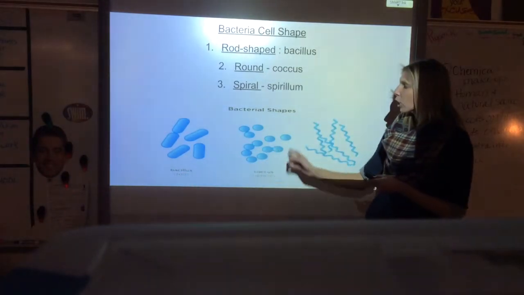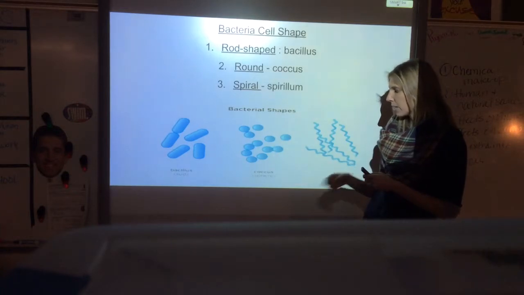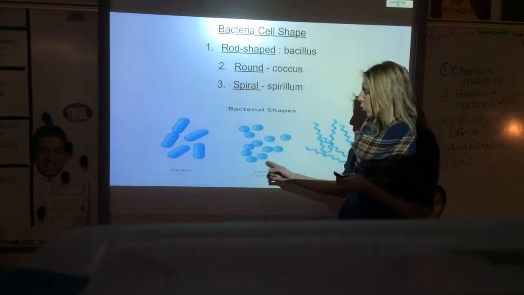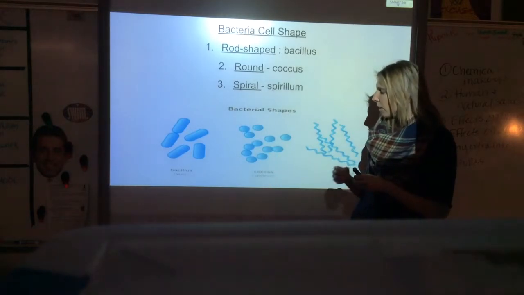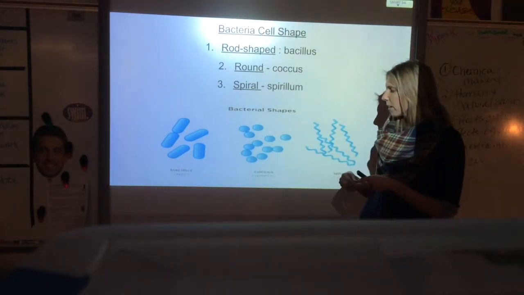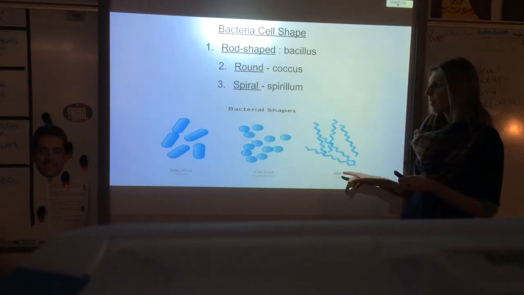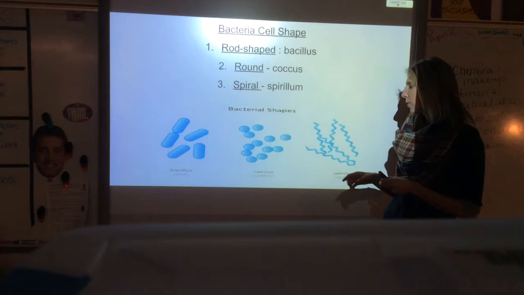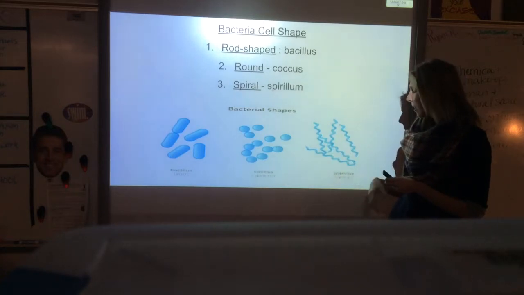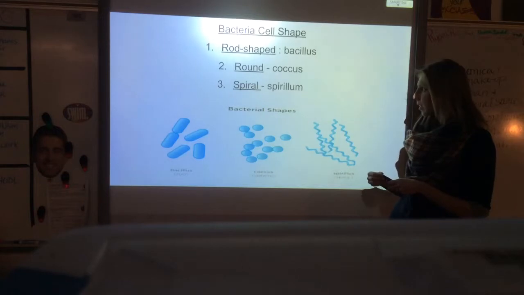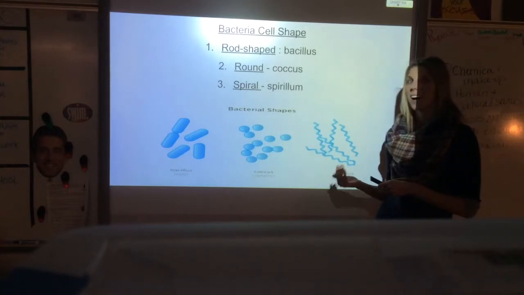If it comes in a circle, like we see here, it's called the coccus particular shape. So circular, or sphere-shaped, bacteria have the name coccus. And then our last particular type of shape is if it comes in kind of these strings, they say spiral, and if it is that, we call it spirillum.